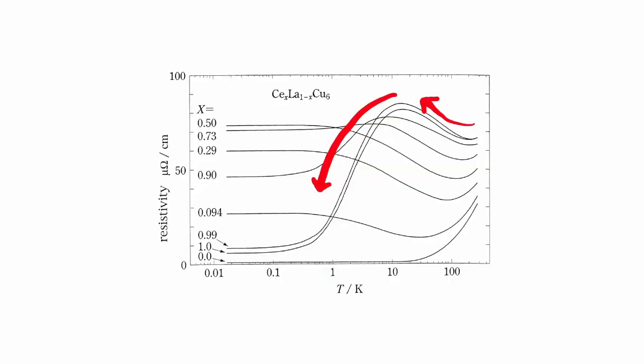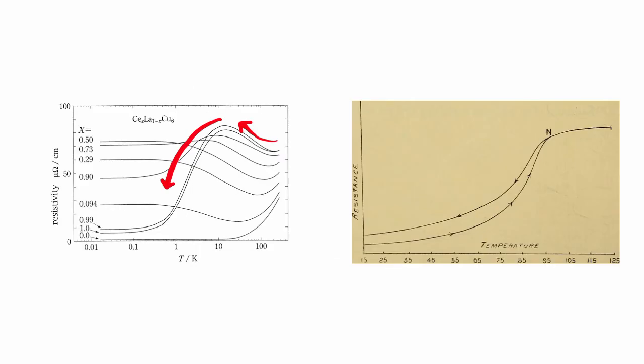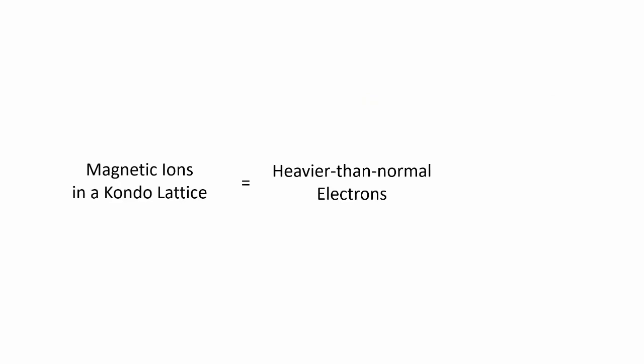This drop, when graphed, can therefore look very similar to the drop we see at higher temperatures, acting as though the electrons in these materials are heavier, but otherwise the same as electrons in normal conductors. Materials containing this Kondo lattice can therefore be considered heavy fermion materials.